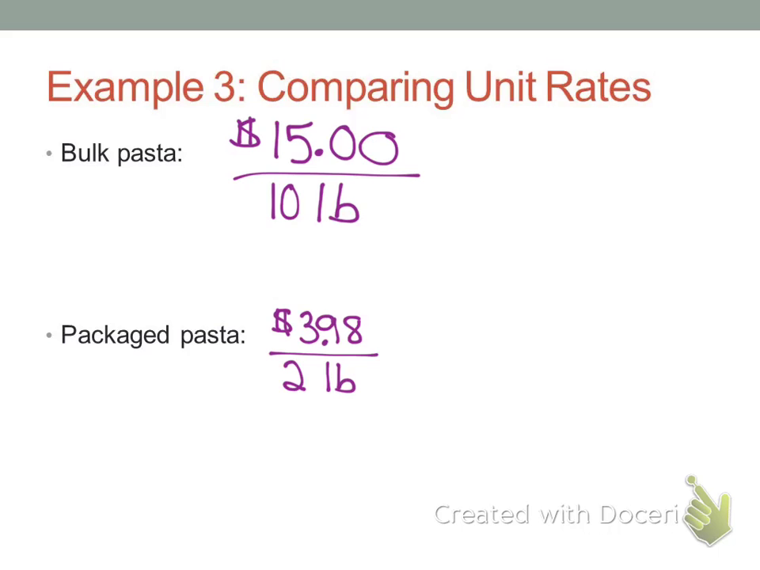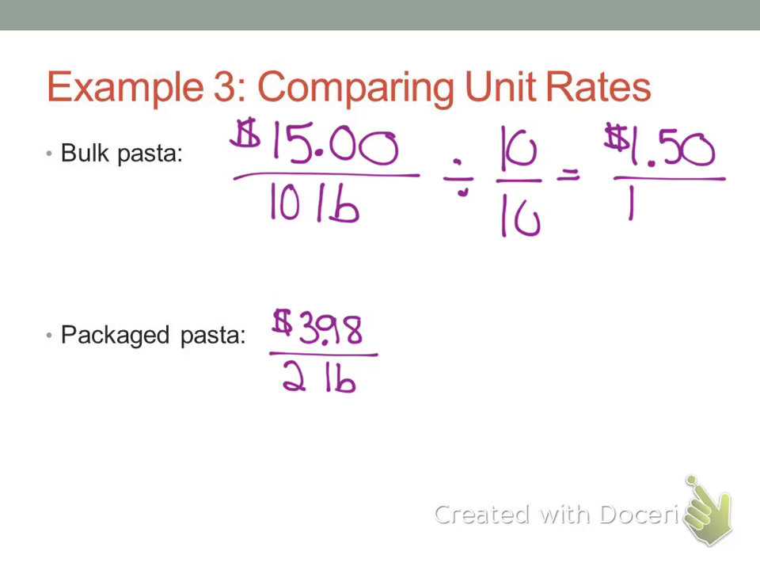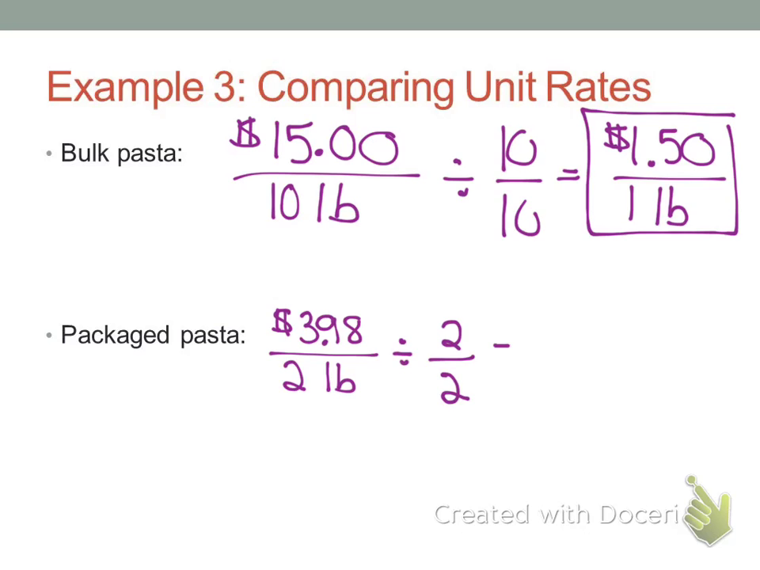So I want you to go ahead and finish solving this one. Try not to look at your books. Try to solve it on your own. All right, so for bulk pasta, what do I divide top and bottom by? And what do I get? $1.50. Write it in dollar form over a pound. Okay, what about my packaged pasta? Okay, very good. $1.98 a pound.